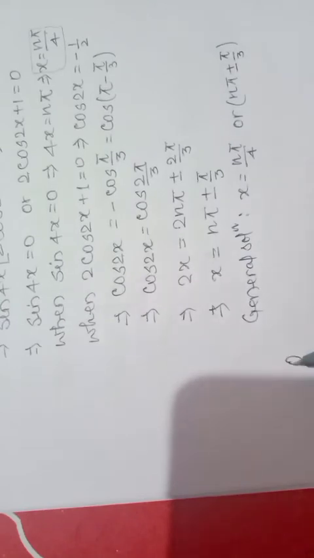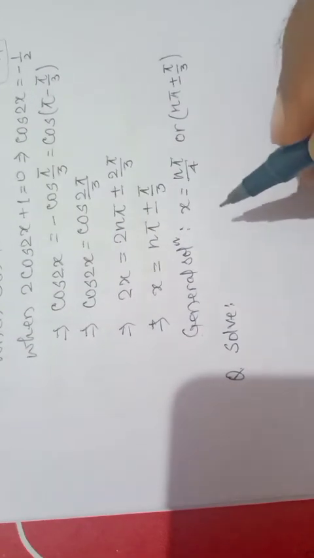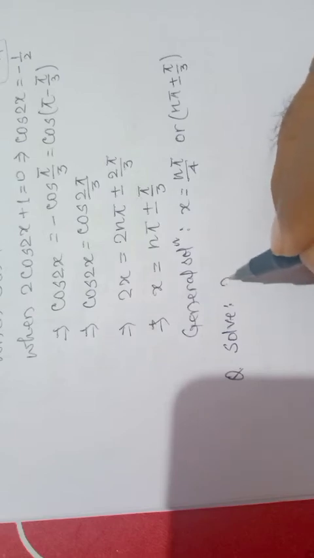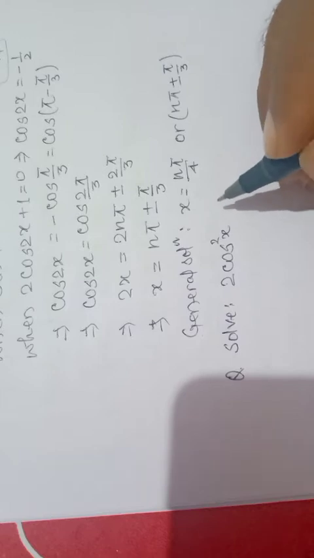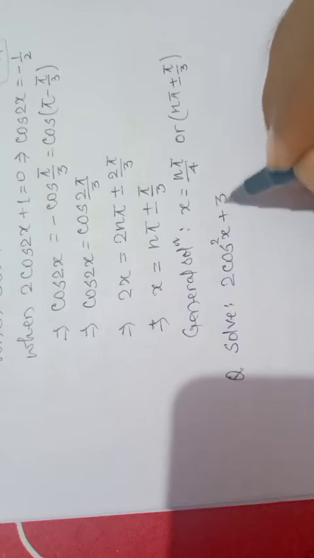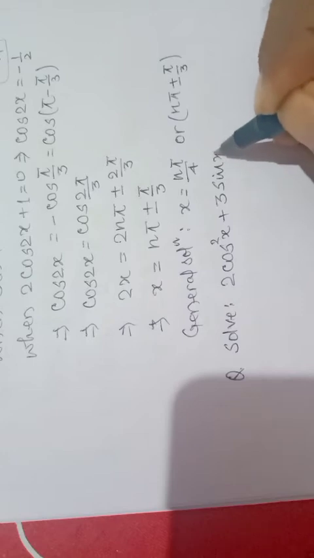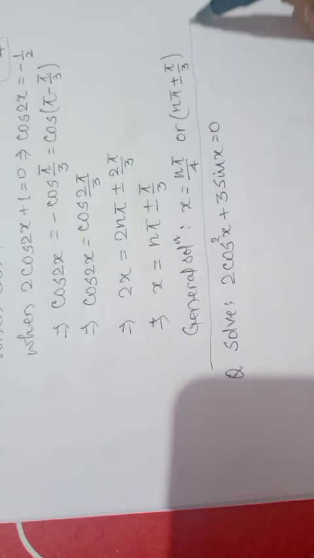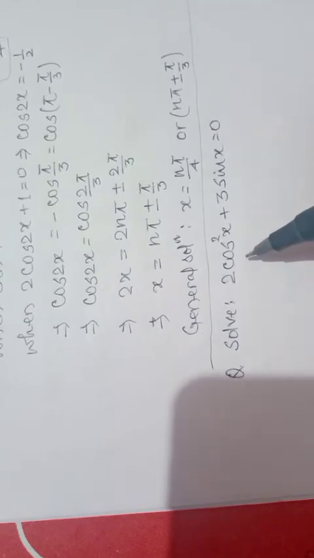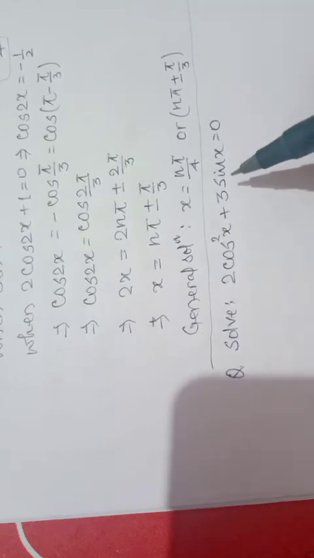Now see the next problem. Solve. Always remember, solve means only find the general solution. Solve 2 cos square x plus 3 sin x equal to 0. This is your another problem: 2 cos square x plus 3 sin x equal to 0.